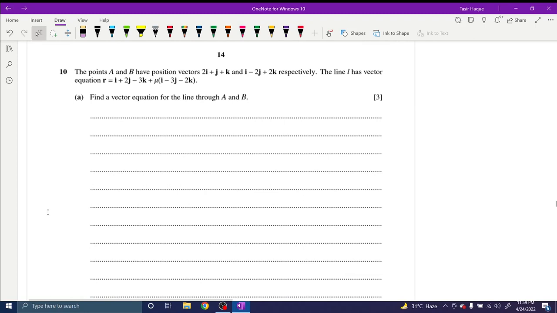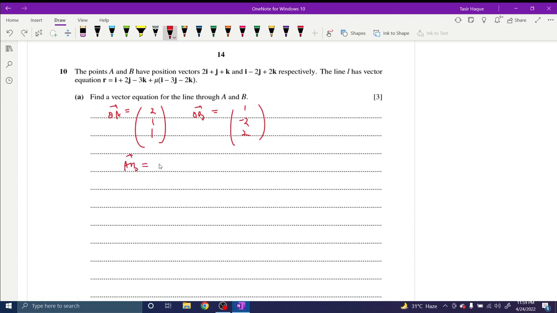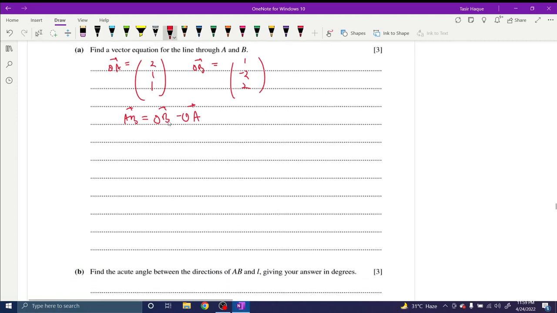The vectors was quite simple. Find a vector equation for the line through A and B. So OA is equal to (2, 1, 1), OB is equal to (1, -2, 2). Okay, so let's find out AB first. What is AB? OB minus OA, always the one after minus the one before. So AB is actually equal to (1, -2, 2) minus (2, 1, 1), which is (-1, -3, 1).